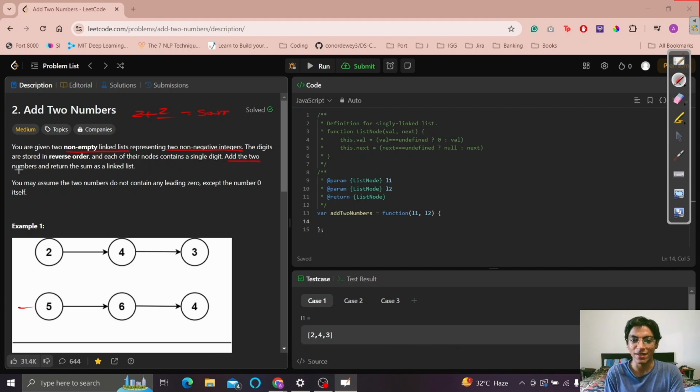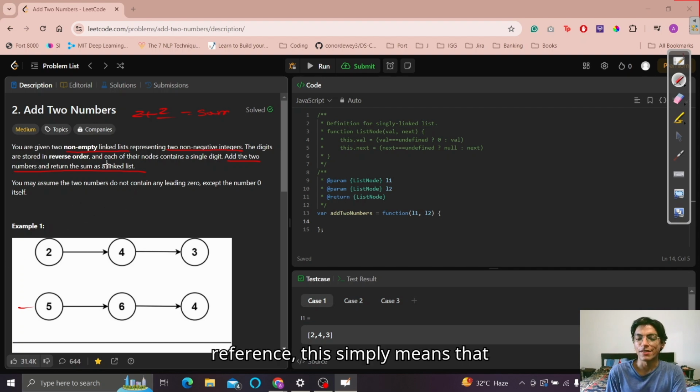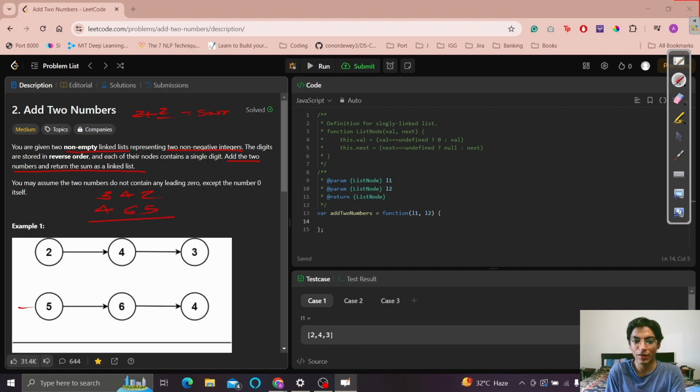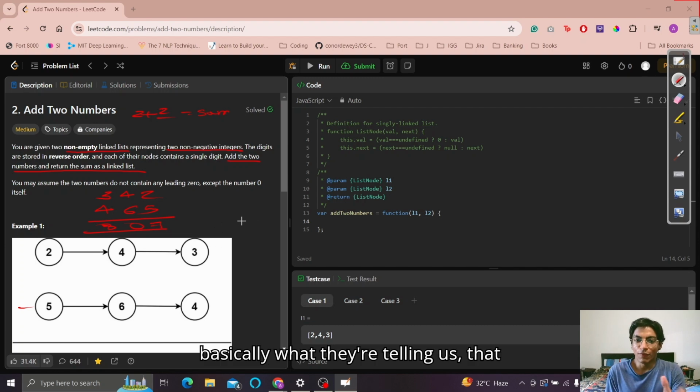This part seems pretty straightforward, but the sentence over here, what does this mean? The digits are stored in reverse order. That means that, taking this example as reference, this simply means that we are adding the numbers 342 and 465, and we'll be given an answer that is 807. Okay, that is basically what they're telling us, that this is what you're adding, but we will provide the linked list to you in reverse order.